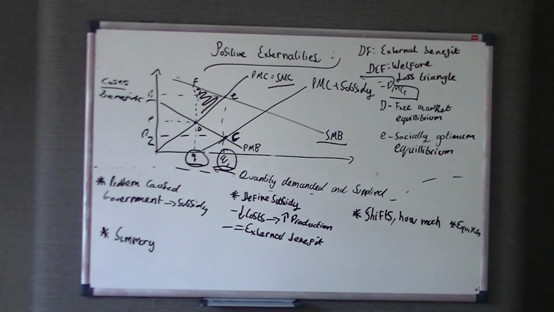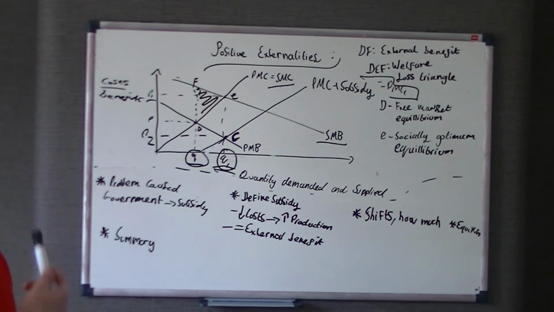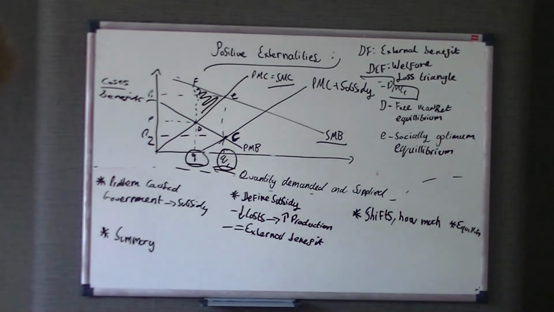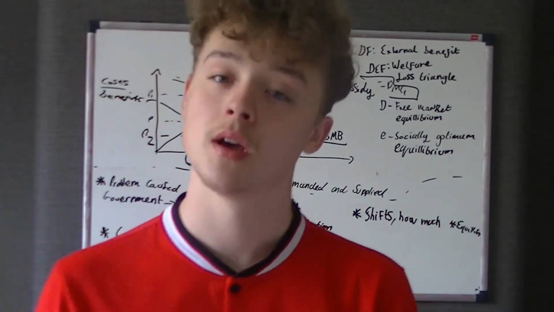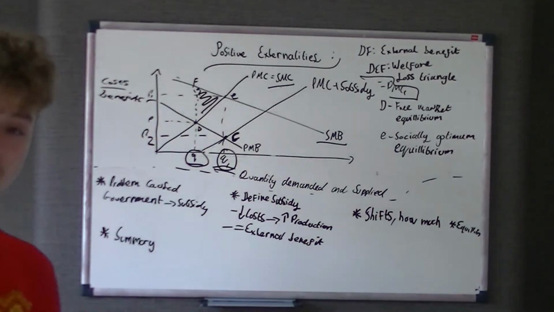So overall you can say in summary that the underproduction has been corrected. The lower cost of production has been passed on to the consumer in the form of a lower price. This has caused an increased production from Q to Q1, the socially optimum equilibrium. This means we are now allocatively efficient and the market will no longer fail. That is your positive externalities all done and dusted.